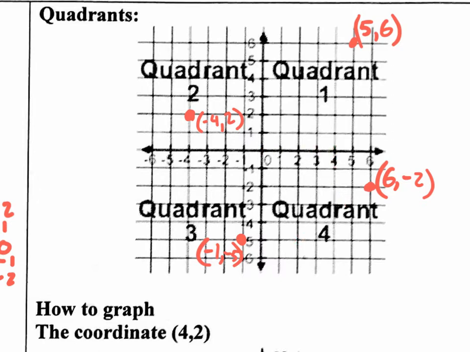Okay, so just to recap here. Quadrant 1 is going to have a positive x and a positive y. Quadrant 2 is going to have a negative x and a positive y.